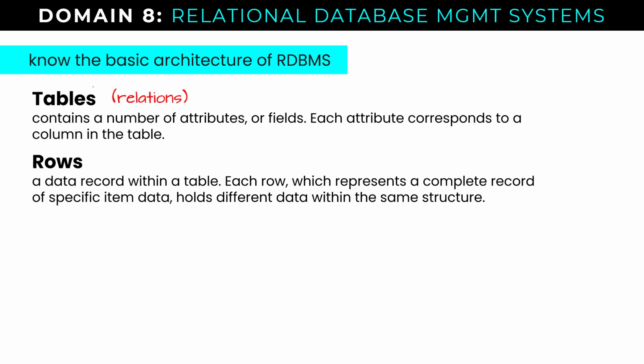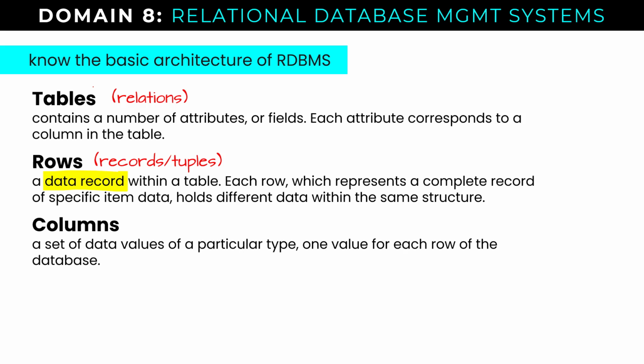So if it was a database of employees, I would be a record, you would be a record, that would be a row. And rows are sometimes called records, sometimes called tuples. Typically you're going to hear tables and rows when you're talking to people speaking in plain language, but it's a record. And then a column is a set of data values of a particular type. So a column in a record, for example, first name would be a column. Last name would be a column. Job title would be a column. These are sometimes called fields or attributes.